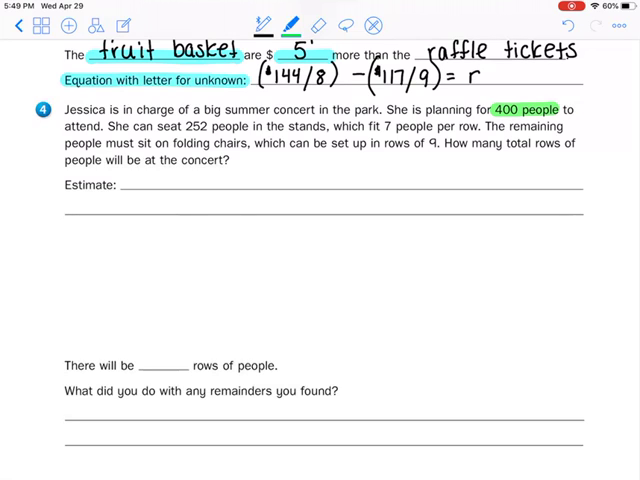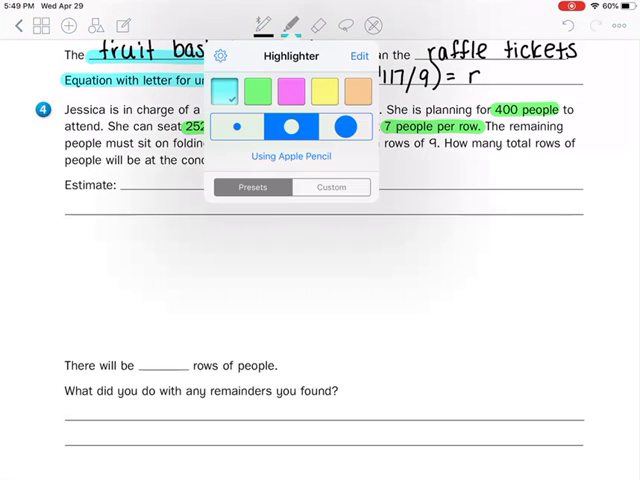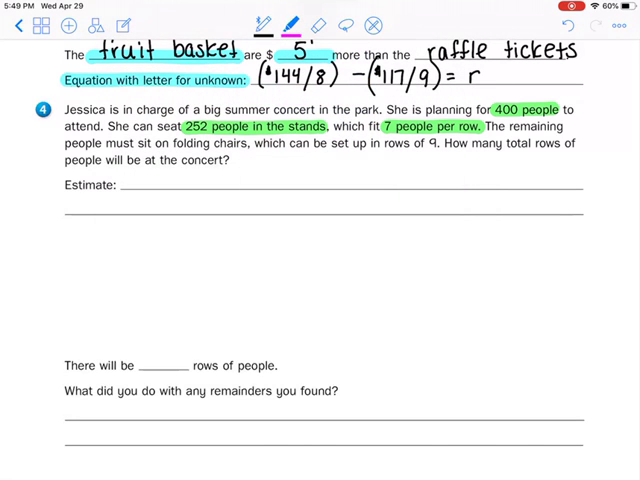She can seat 250 people in the stands, which fit 7 people per row. The remaining people must sit in folding chairs, which can be set up in rows of 9. How many total rows of people will attend the concert?